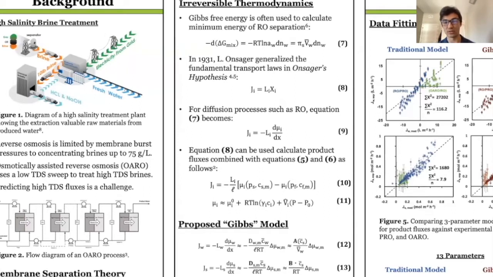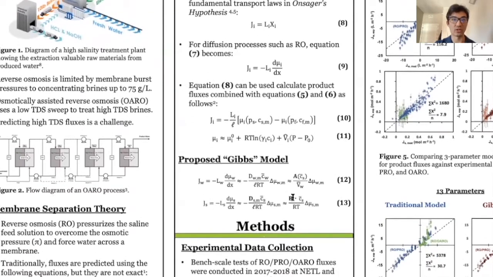This led my mentor and I to pursue the Gibbs model as a sort of generalized flux equation for reverse osmosis processes. I call it the Gibbs model because chemical potential is synonymous with partial molar Gibbs free energy, and it rolls off the tongue a bit better. The Gibbs model should be able to calculate the membrane water and salt fluxes as long as we can calculate the activities and partial molar volumes required to use equation 11 to get chemical potential in the first place, which is no easy feat.